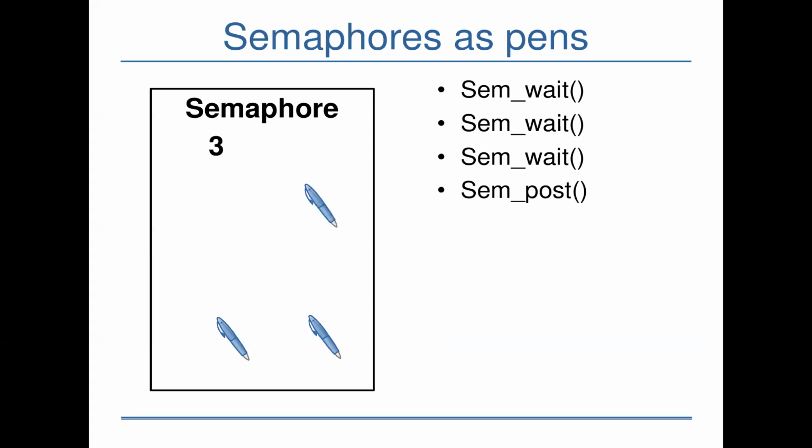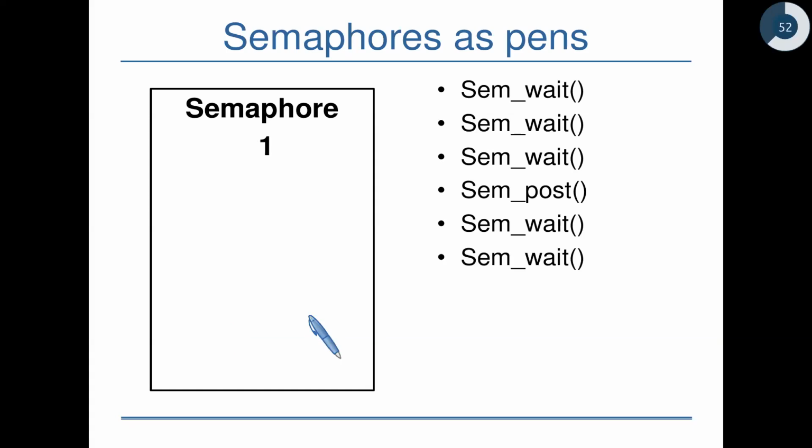But right now there was no thread waiting, so no one was blocked, so there is no need to wake up anyone because we had a sufficient number of pens. So now the semaphore value is 3. Okay, there is another SemWait, so the semaphore value will become 2. Another SemWait, semaphore value will become 1. So finally, the last pen is gone. Semaphore value is 0.